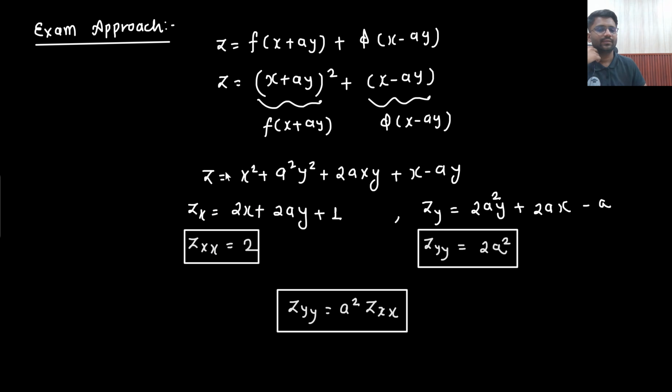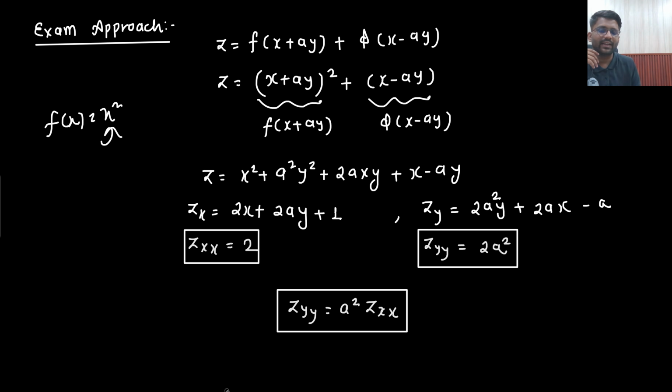Exam approach. If I don't want to partially differentiate, this is what I will think in the examination. Let's make a non-linear or quadratic function, then find out zxx, find out zyy, get the relation. All I need to make sure is that it has to be a function of x plus ay, it has to be a function of x minus ay. So yes, it is a function of x minus ay, it is a function of x plus ay. Basically fx equals to x square. Is it a function of x?